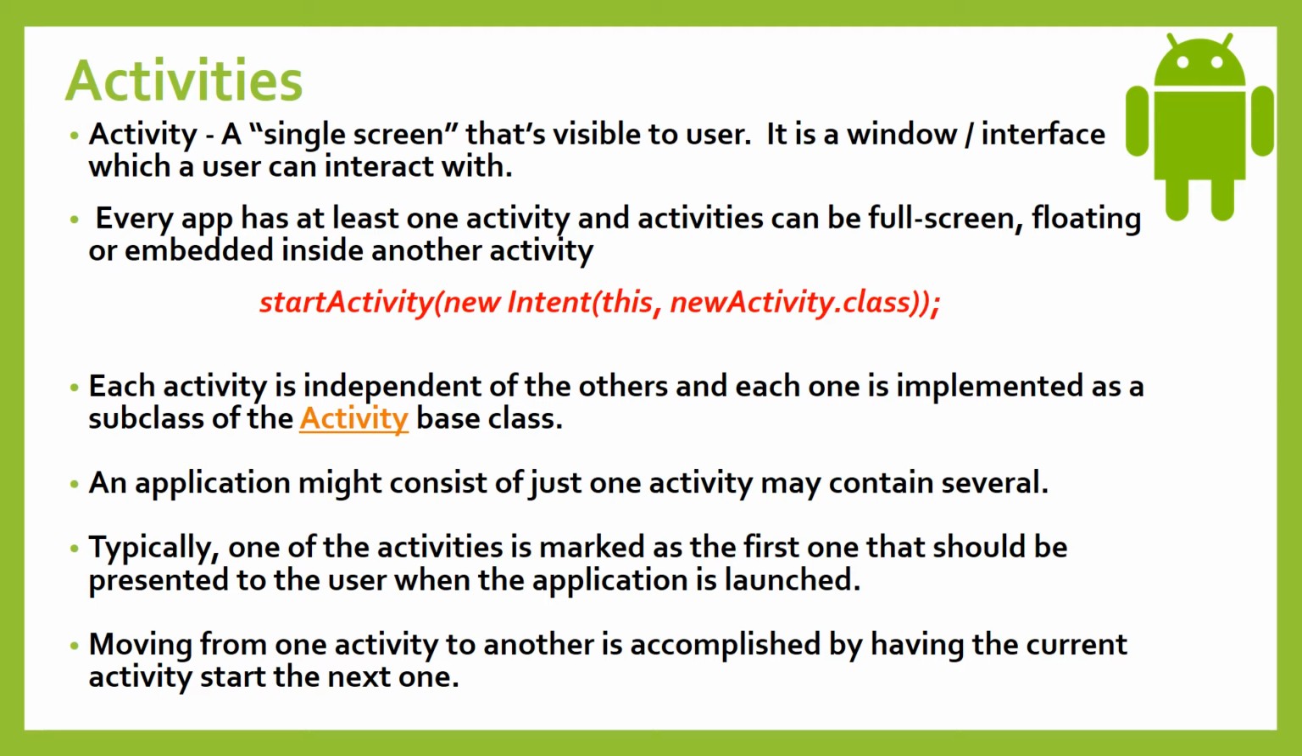So let's see what is an activity. An activity is a single screen which is visible to a user. It is very much similar to a web page. If you are browsing the web through a browser, every screen that you see, you will call it a web page. But here, you will call it an activity. So every screen that is visible to a user is an activity. It may or may not contain different components which interfere and cause navigation.